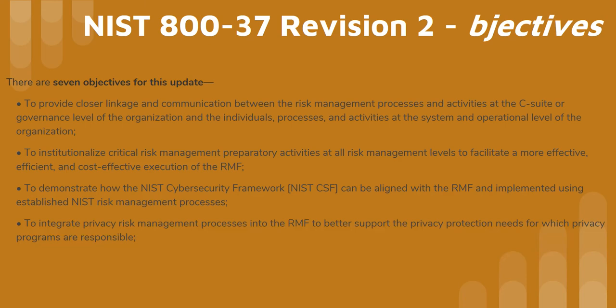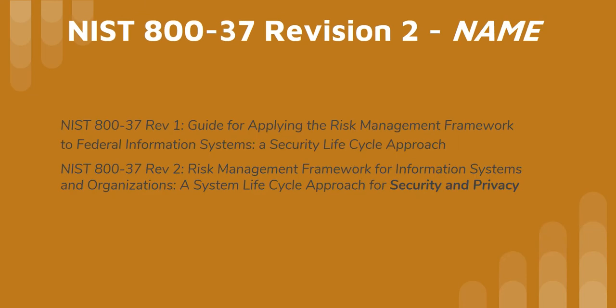So the first revision, NIST 800-37 Revision 1, was named Guide for Applying the Risk Management Framework to Federal Information Systems, a Security Lifecycle Approach. However, they changed the name in Revision 2. The new name is Risk Management Framework for Information Systems and Organizations, a System Life Cycle Approach for Security and Privacy. So in the new standard, they have added the privacy part as well.